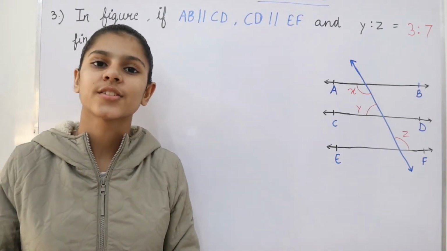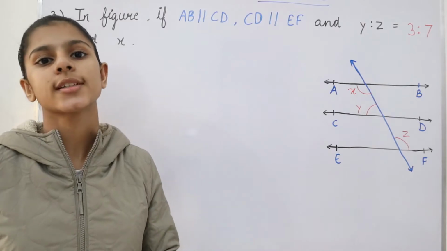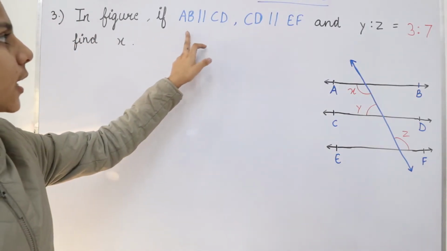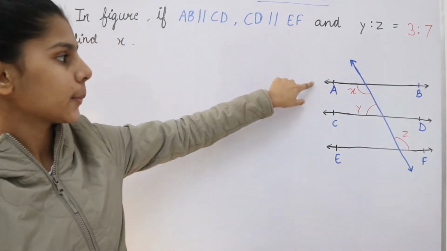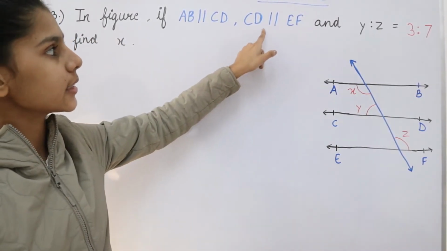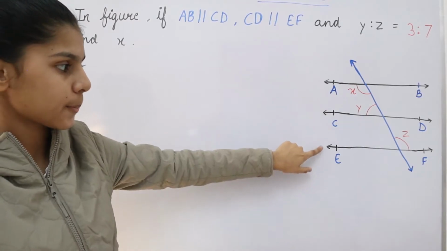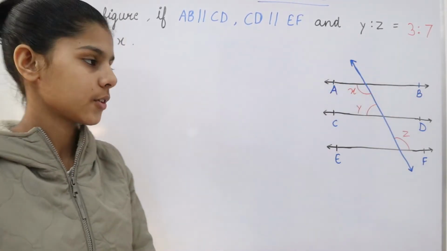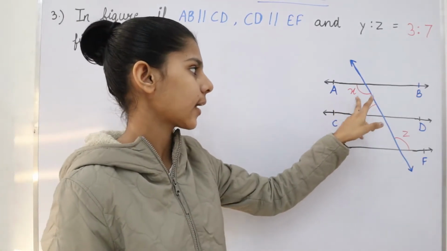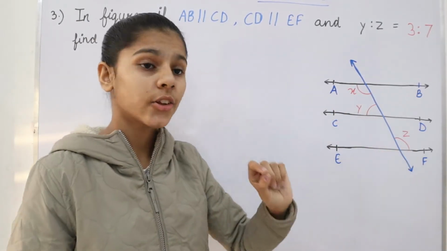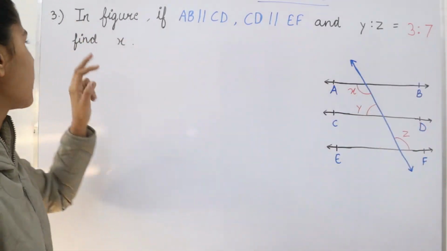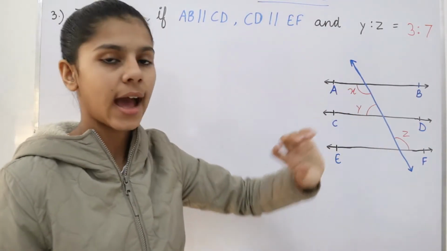So friends, now let's solve some questions related to the rules we have discussed earlier. So the question is, in the figure, if AB is parallel to CD and CD is parallel to EF, and Y ratio Z is 3:7. In this figure there are 3 angles, angle X, angle Y and angle Z. The ratio of angle Y and angle Z is given as 3:7. Find X. We have to find the angle X.